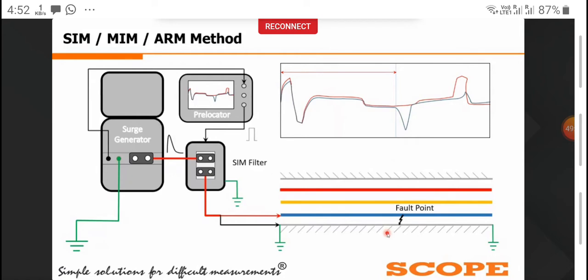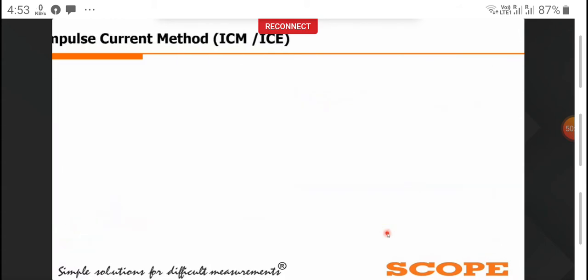The only limitation of the secondary impulse method is that if the conductor sheath or conductor armor is corroded, then the reflected TDR pulse is damped, or it might diminish in the cable itself. Or if we are testing longer cables using the SIM or ARM method, the TDR pulse gets attenuated due to the length. So we cannot properly detect the fault location, and that's why we need to go to our next method, called the impulse current method.